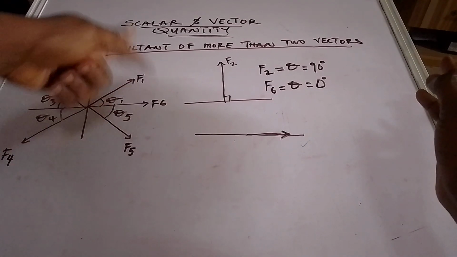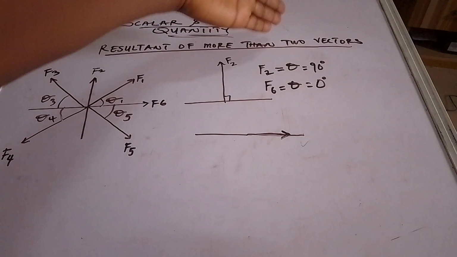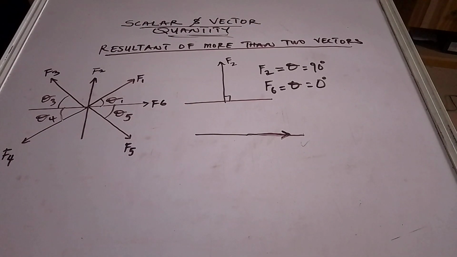We have all these forces and their angles are there. Now let's find the resultant of these vectors. There are two methods of finding the resolution of vectors, and I will use both methods. I'll first write the first method, then I'll look at the second method.